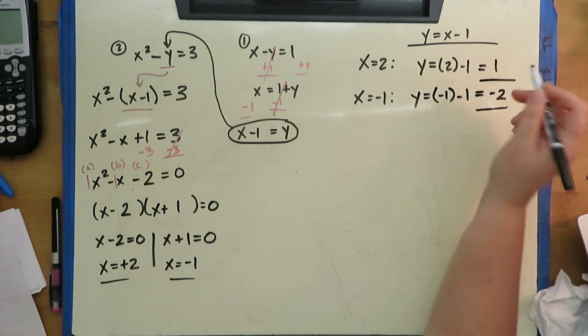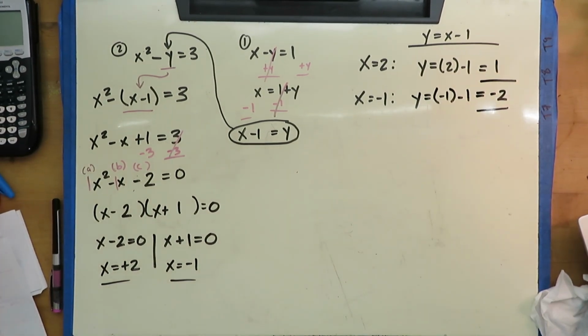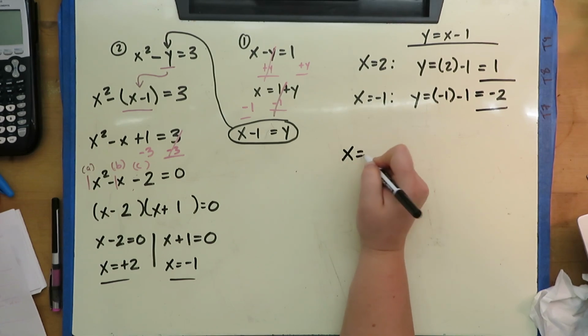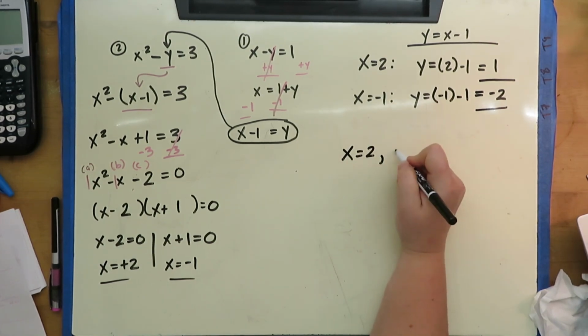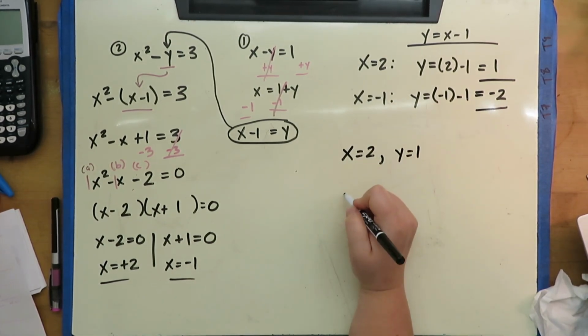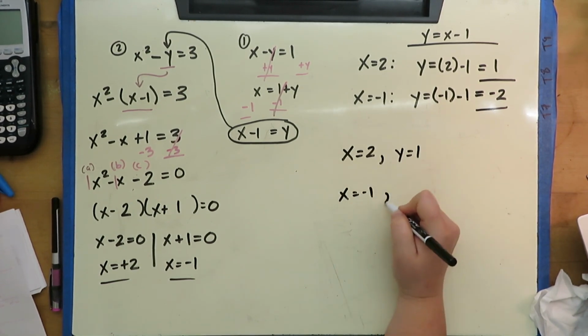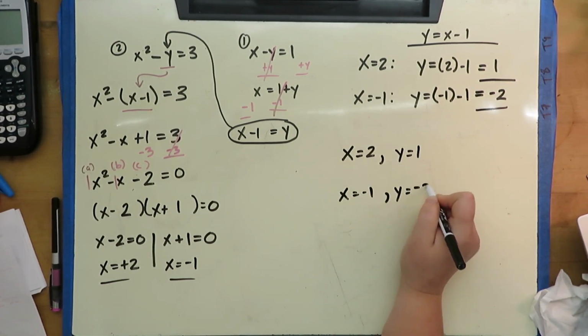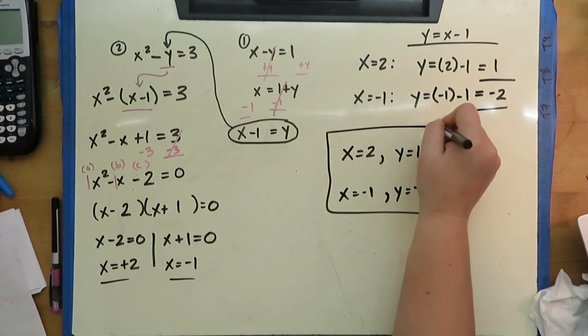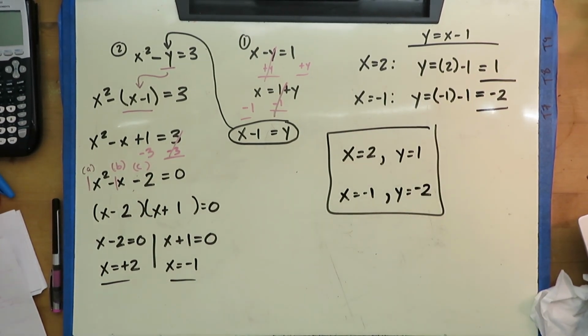So I have 2 values for y. Now I am not done. And this is where a lot of people stop, is I haven't showed essentially my solution set. So I prefer the method that shows x equals 2 and y equals 1. And then x equals negative 1 and y equals negative 2. So that is the way that I would show my answers. I would box my answers. I always box my answers to make it easier for whoever's grading to see my answers.